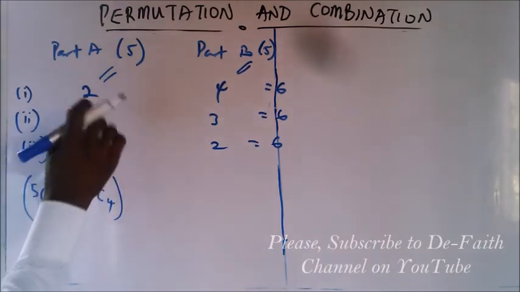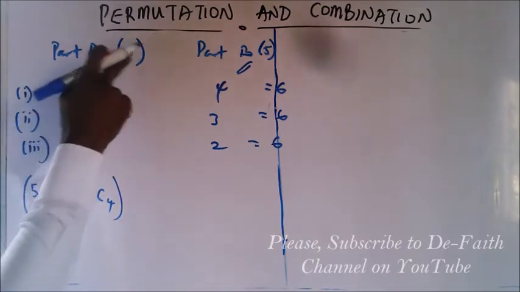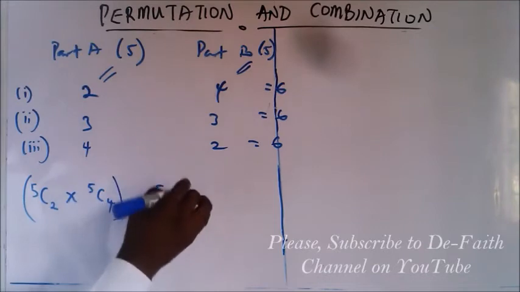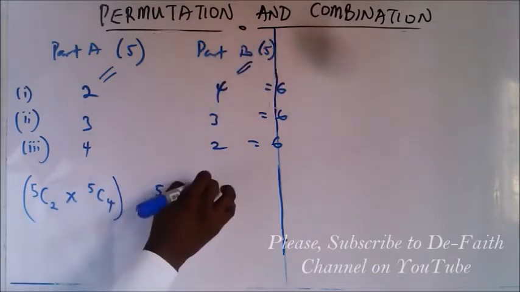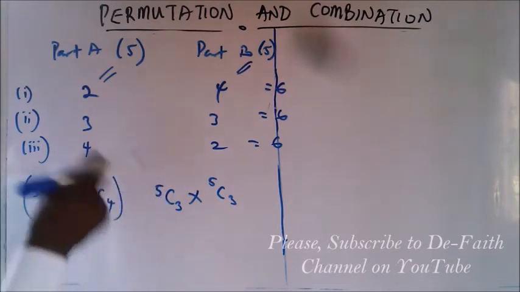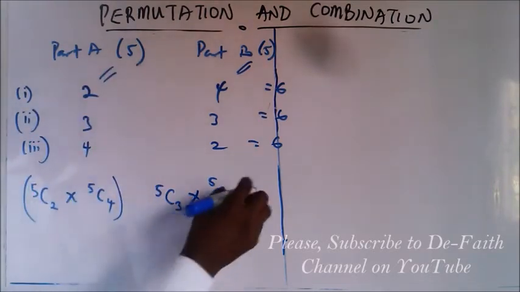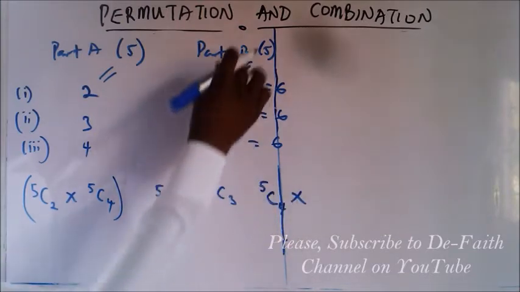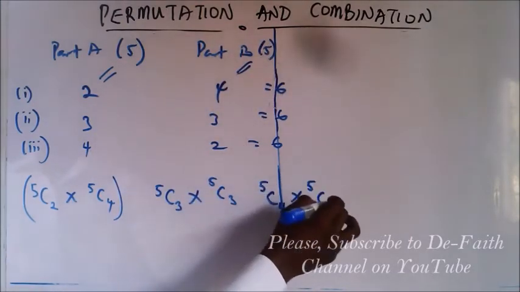For the second part, he can decide to answer 3 from out of 5, and that will be 5 combination 3 multiplied by 5 combination 3, right? And then for the third part, he could decide to answer 4 from out of 5, and so we have 5 combination 4 multiplied by 5 combination 2.